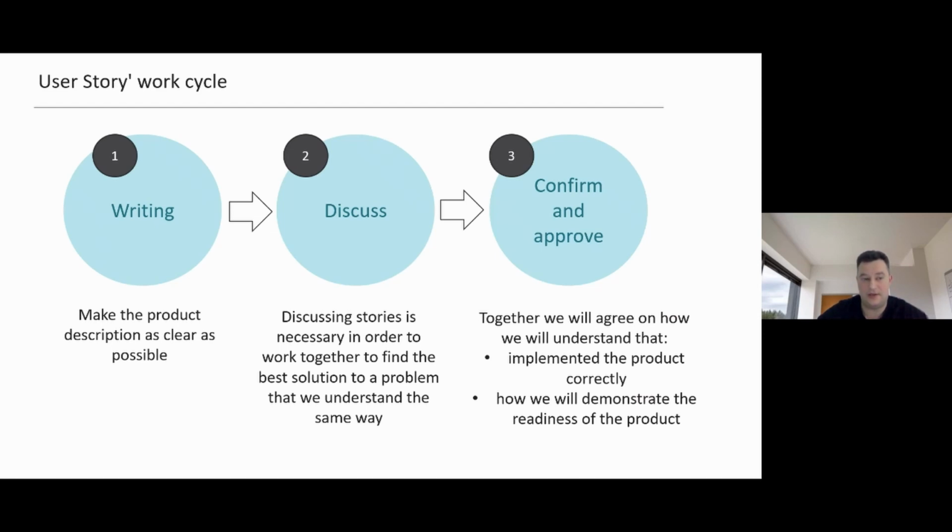But on the writing step, we should make the product description as clear as possible. You can see, guys, the main accent, as clear as possible, with a simple language, with simple sentences, but enough to understand what should be done. On the next step, discussing stories is necessary in order to work together and find the best solution to a problem that we understand the same way. So you need to have the discussion. If you're going to use Scrum, for sure we have refinement session. For sure we have planning session. If you need to have additional refinement session, please use that on your project.